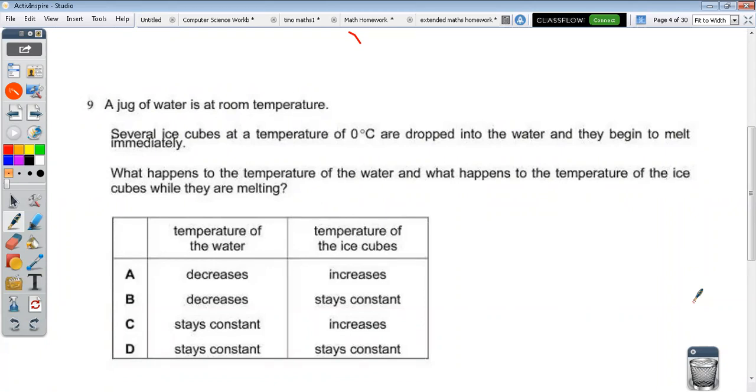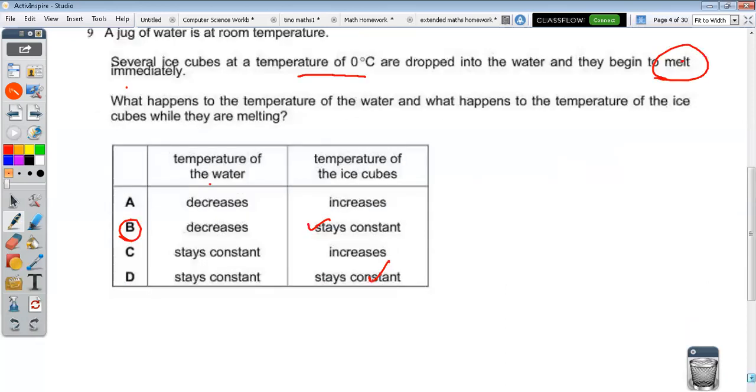Oh, B. Maybe. She says B. What do we know about melting? Melting ice, temperature is constant. When it's melting, the temperature is constant. So the ice temperature is constant. But the water now, because you're adding ice, the temperature what? Decreases. Clear? Decreases, yes. So the answer becomes B.